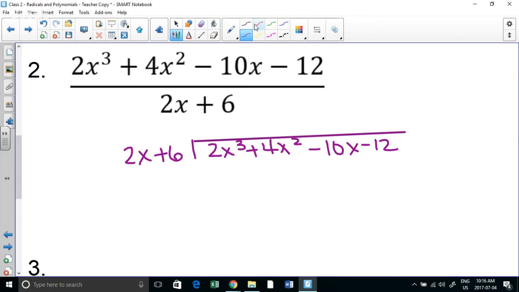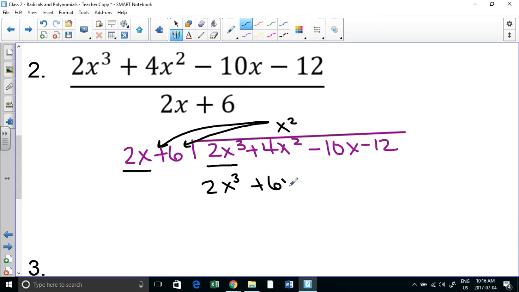All right, same steps. This divided by this. 2x cubed divided by 2x gives me x squared. I multiply here. So x squared times 2x gives me 2x cubed. x squared times 6 gives me 6x squared. Subtract. So the 2x cubed minus 2x cubed goes away. 4x squared minus 6x squared gives me negative 2x squared. And I bring down the next term.